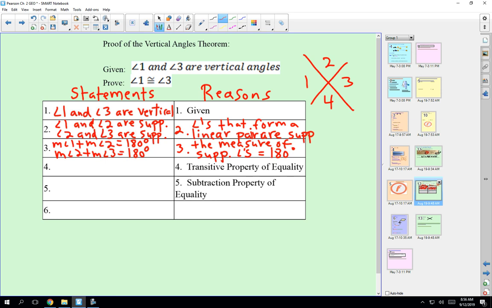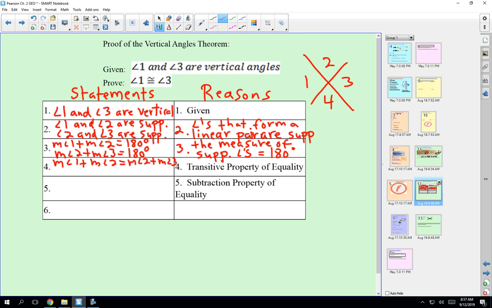And then, what you guys had mentioned earlier, we're going to go ahead and set these two equal to each other. So it looks like this. Measure of angle 1 plus measure of angle 2 has to equal measure of angle 2 plus measure of angle 3. And that's by the transitive property. If they each equal 180 degrees, then they have to equal each other. And then finally, this is doing the algebra that we did for homework last night.